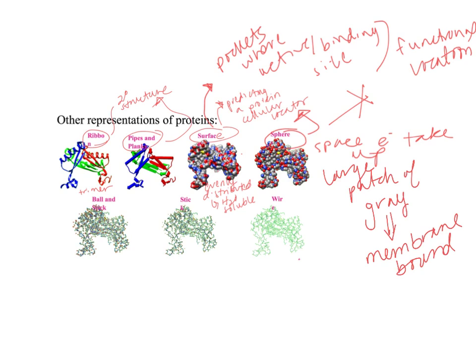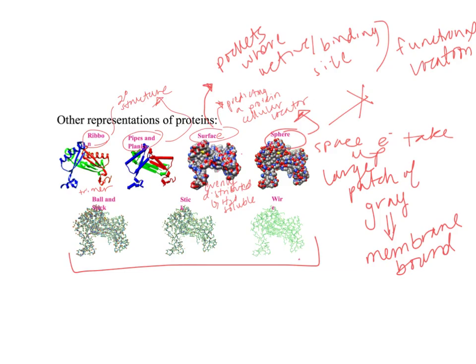Whereas if the red and the blue are evenly distributed, that gives you an indication that it's water soluble and therefore in the cytoplasm or inside the matrix of the mitochondria. So these three down here, ball and stick, and wire, are not typically the best views to show an entire protein. As you can see, it's super messy and super convoluted.